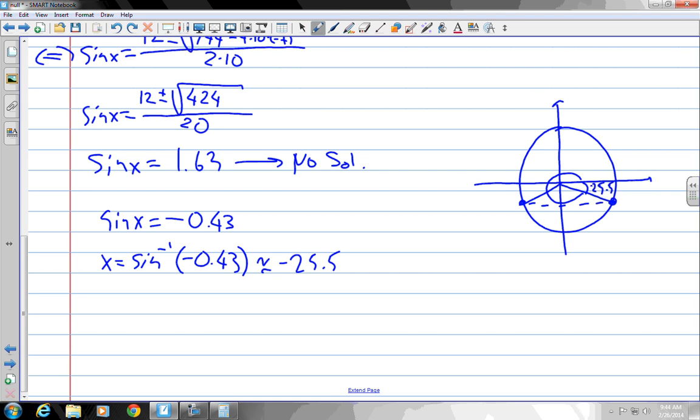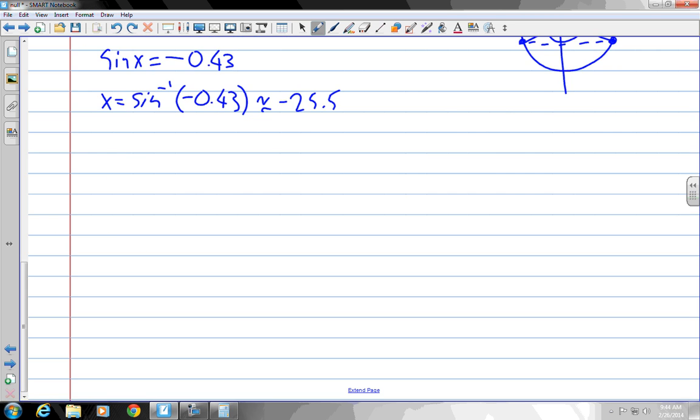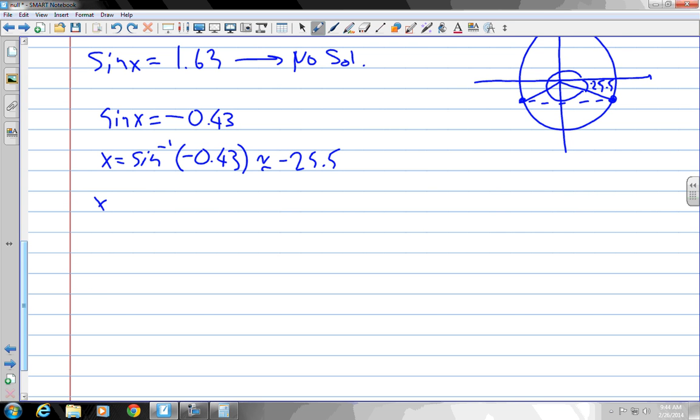So it's 360 minus 25.5, right? I cannot have a solution negative 25.5 because we're from 0 to 360. So x has to be, I have to put that. So x equals negative 25.5 plus 360, which is 334.5, right? Degrees.